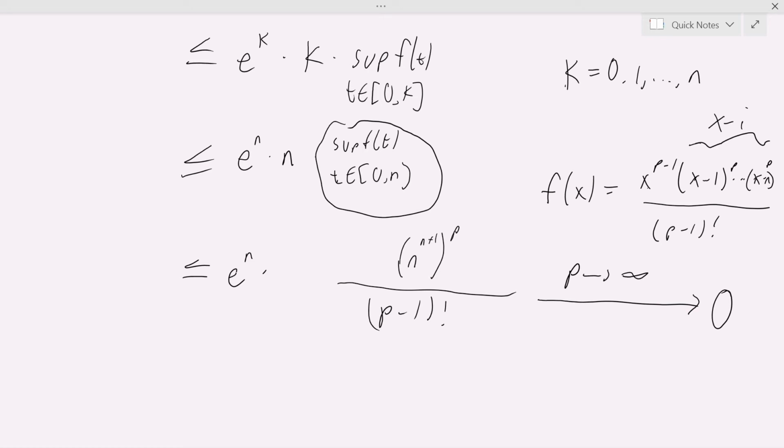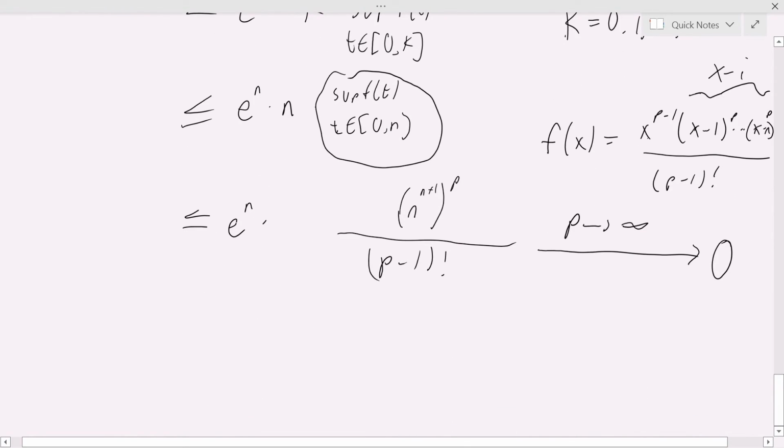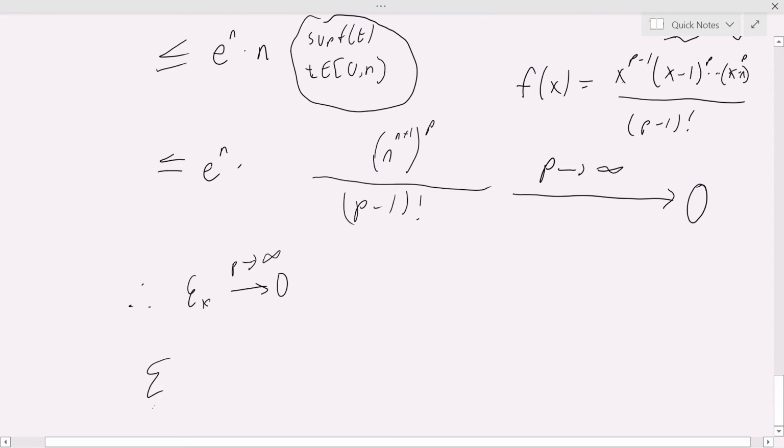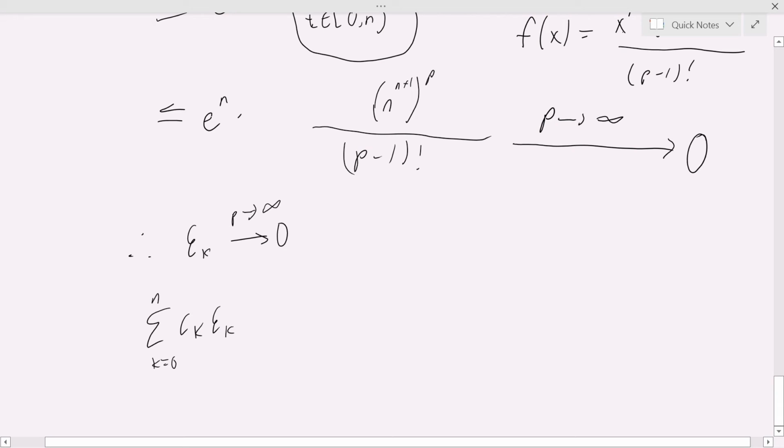And so what that shows is that we've just established this upper bound on epsilon sub k. That was for every k, and that upper bound tends towards 0 as you make the prime larger and larger. And so therefore what we can conclude is that epsilon sub k is going to 0 as the prime, which epsilon sub k depends on, goes to infinity. Now at this point, it should be intuitively pretty clear why the sum k equals 0 to n of c sub k epsilon sub k should also go to 0 if we can make the epsilons as small as we'd like.